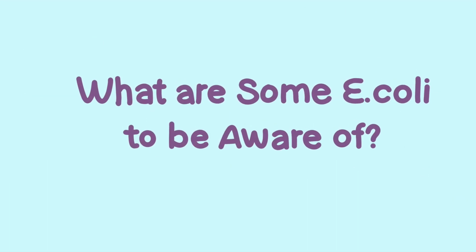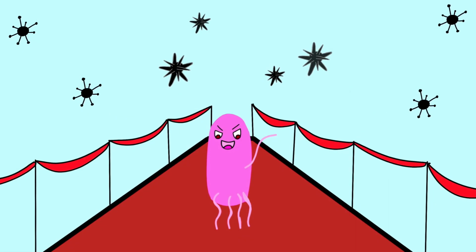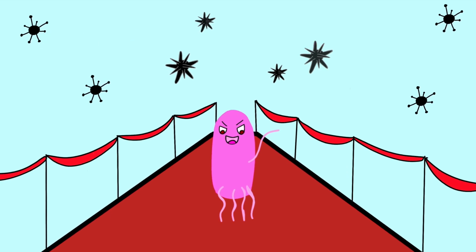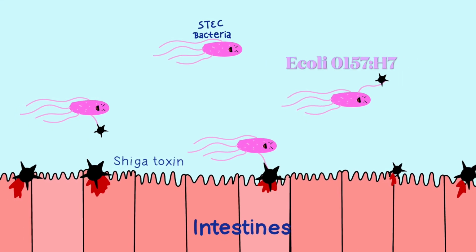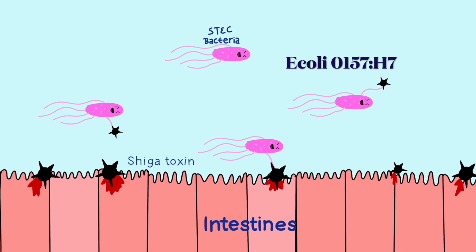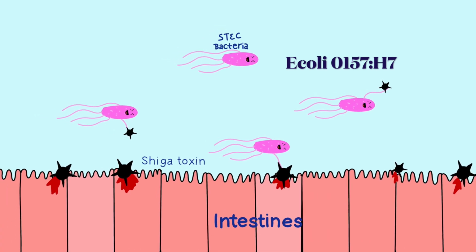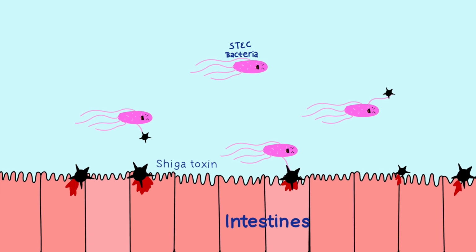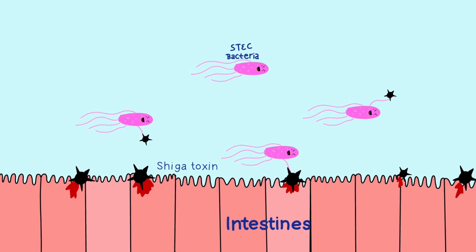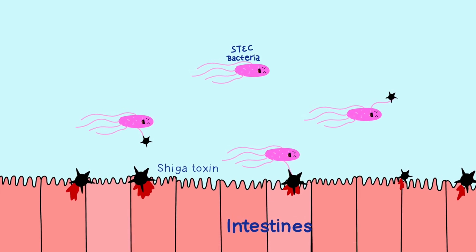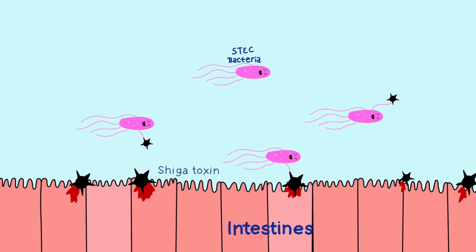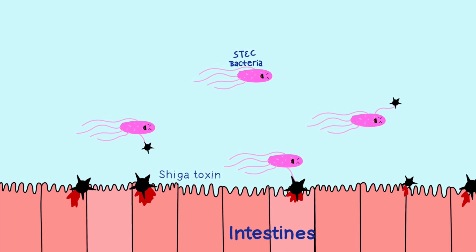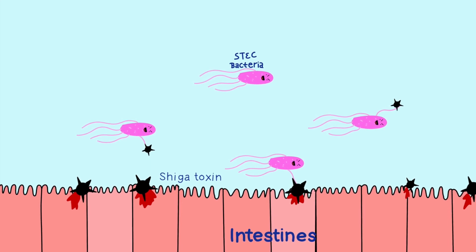What are some E. coli to be aware of? A notable E. coli strain is Shiga toxin-producing E. coli, or STEC. A specific strain of STEC is E. coli O157:H7. You may hear this E. coli on the news from time to time. It is a serious type of E. coli that produces a toxin so potent that it can damage the lining of the intestinal wall and damage red blood cells if it enters the bloodstream.